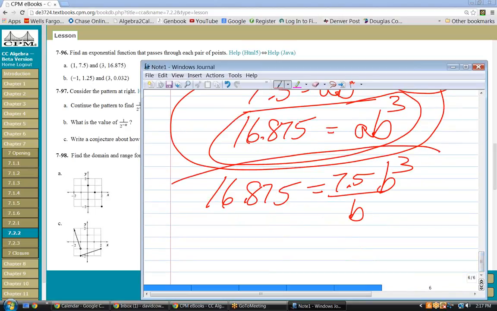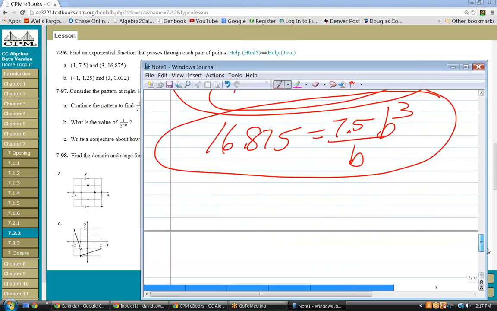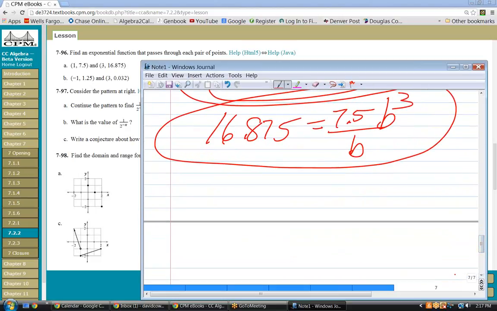So now we have one equation and one unknown. We can solve for B. What's the next step here? Make them equal to each other. Well, they're already equal to each other. What can I do with B cubed divided by B? Is it b to the second? Okay, so now I have this.